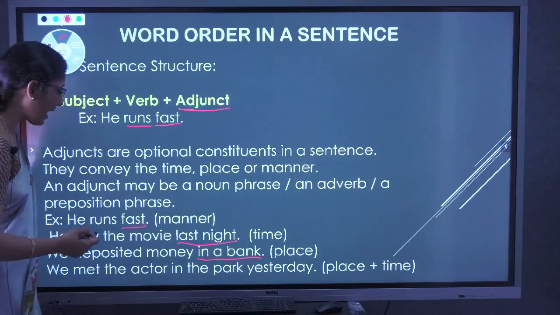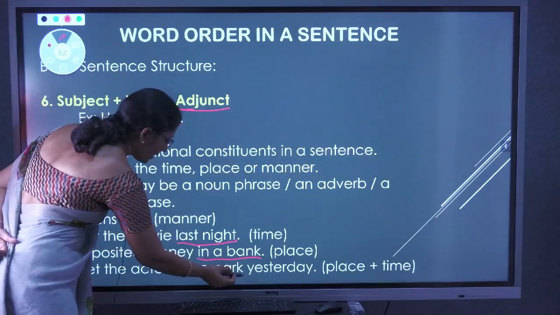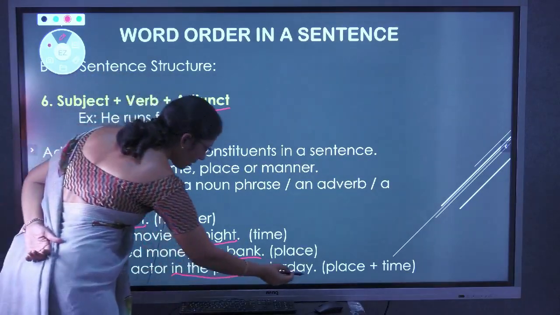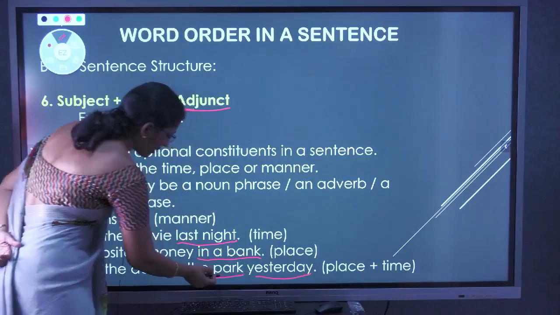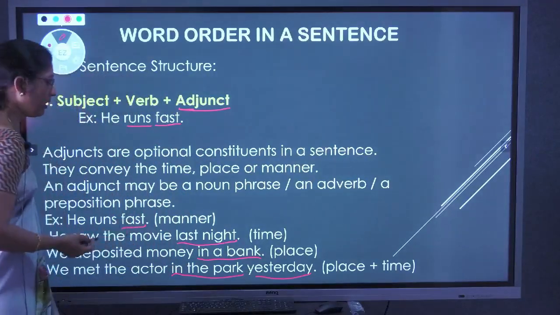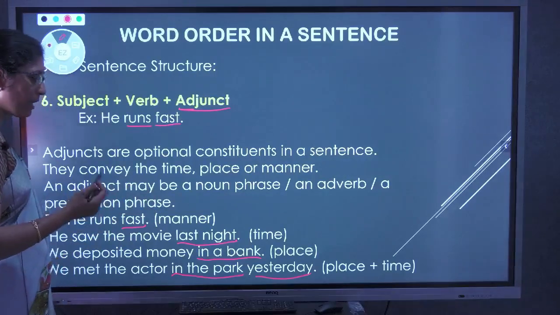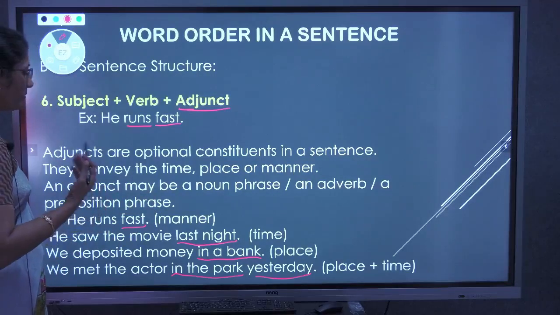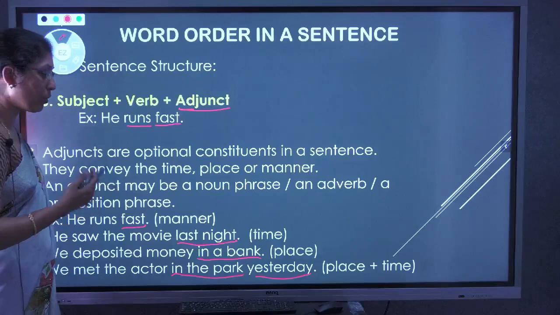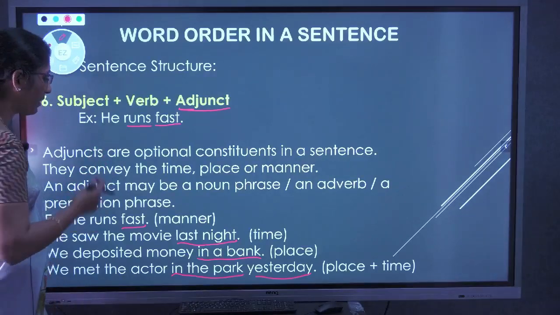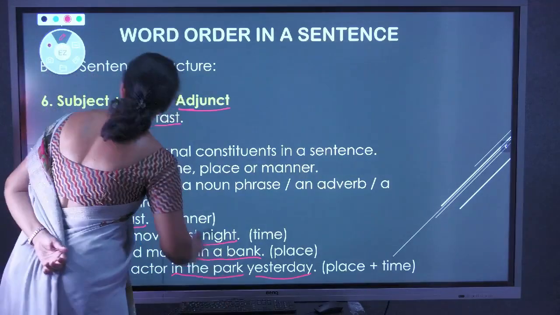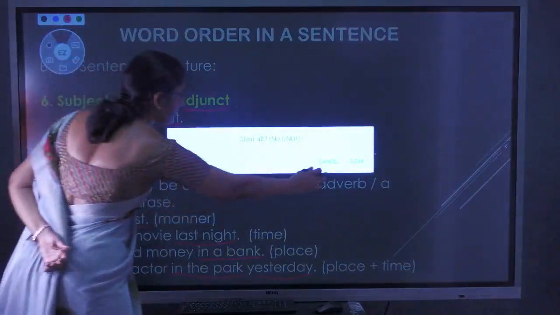Next, we met the actor in the park yesterday. So here there are two adjuncts. In the park is telling about the place, and yesterday is telling about the time. Okay, so in a sentence there may be more than one adjunct. I think it is clear for you. Let us move to the next one.